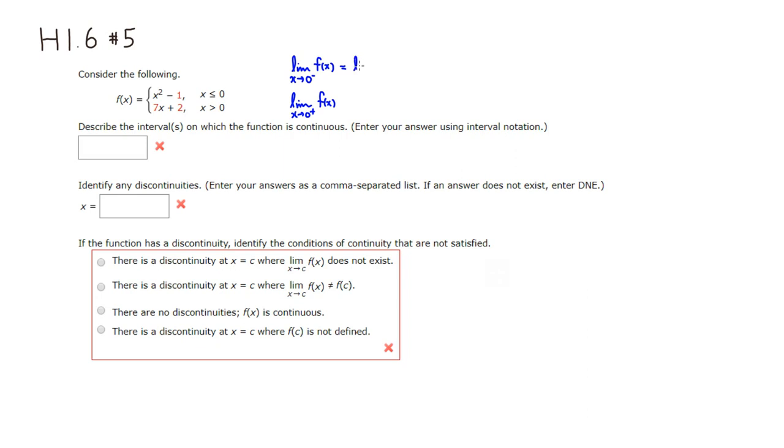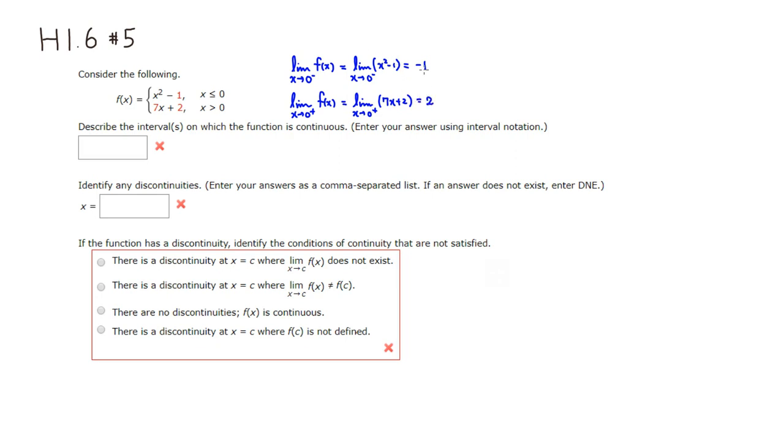So we have the limit of x squared minus 1 as x approaches 0 from the left. In this case, we just have to plug it in. So you have 0 squared minus 1, which is negative 1. If you're coming from the right, we have the limit as x approaches 0 from the right, and we're going to use the formula 7x plus 2. If you plug in 0, you actually get 2.